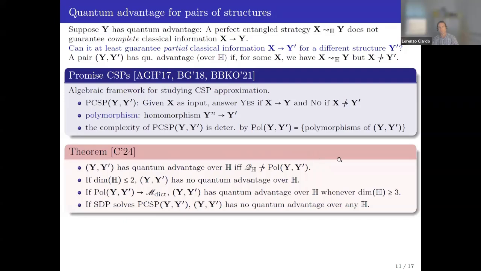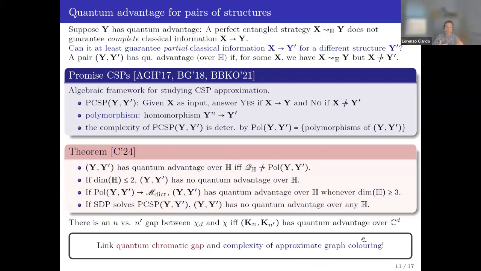Now, why am I mentioning this? To talk about the quantum chromatic gap. Well, the presence of an n versus n′ gap between the quantum chromatic number and the classical chromatic number is the same as saying that there exists a graph whose quantum chromatic number is at most n, but whose classical chromatic number is at least n′ plus 1. And this is exactly the same as saying that the pair (K_n, K_n′) has quantum advantage over C_d. But then we know by the previous theorem that we can study this latter statement by using polymorphisms. So this gives a way to connect the quantum chromatic gap with the complexity of approximate graph coloring. Right? So using polymorphisms, we can essentially study these two things together rather than separately.